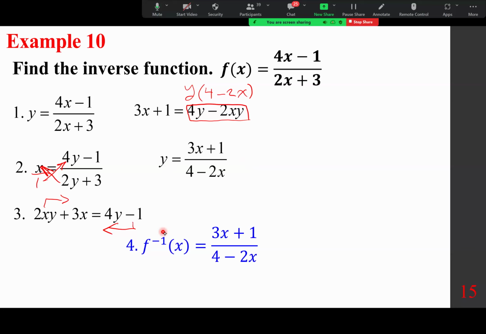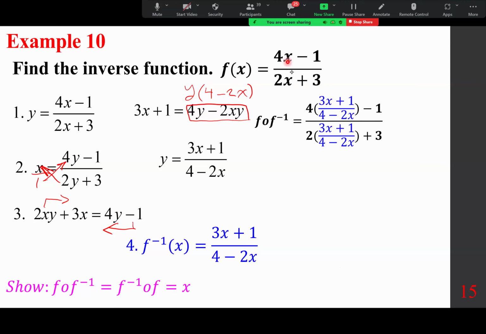Did we come up with the correct answer? Well, to prove we haven't made a mistake, we either have to show f of f inverse or f inverse of f equals x. You don't have to show both. I'm going to show one of them, and I highly recommend you do the other one. So for example, if I want to look at f of f inverse, that means I will replace the x here with f inverse. So I want to check to see if I have it right or wrong. f of f inverse means into this function goes f inverse instead of x.